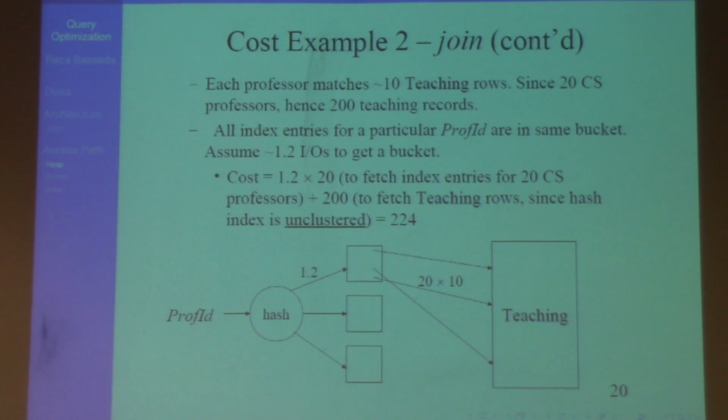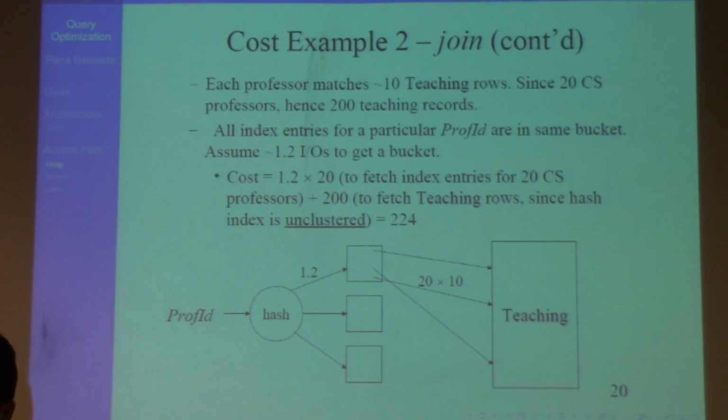Yes, suppose that he just taught in 2 semesters. Instead of 200 records, how many records should I fetch? Because there's only 1 or 20. 100, at most 100, right? So how many? 100 pages, okay?